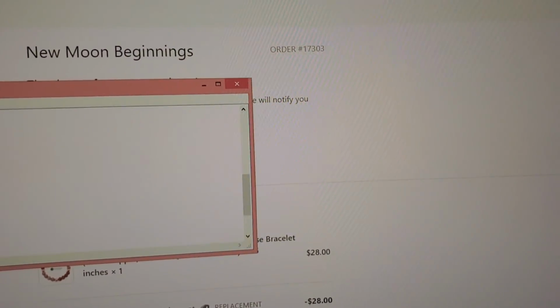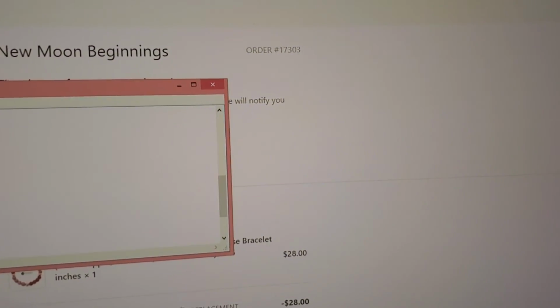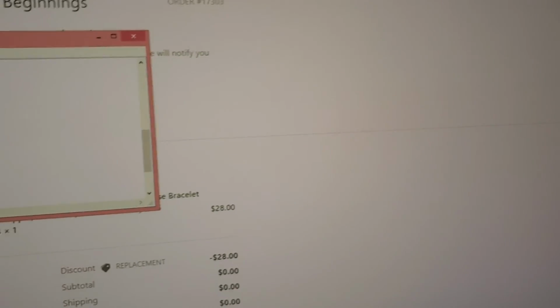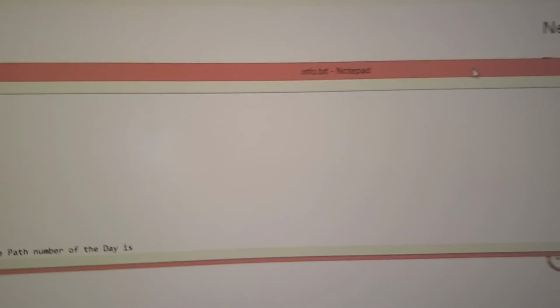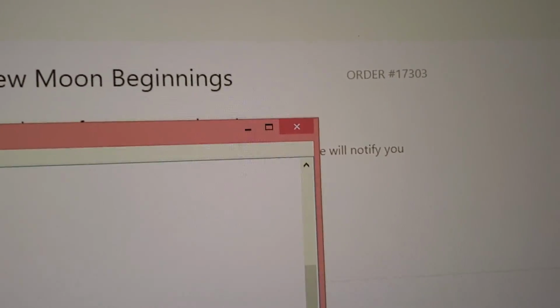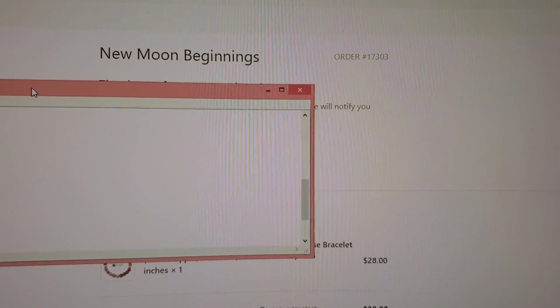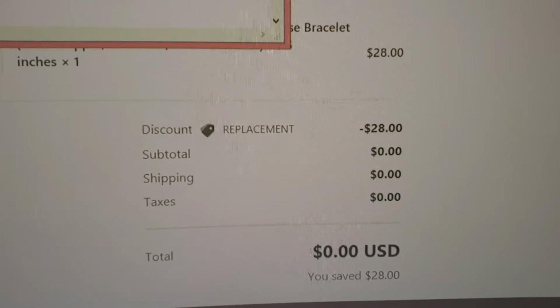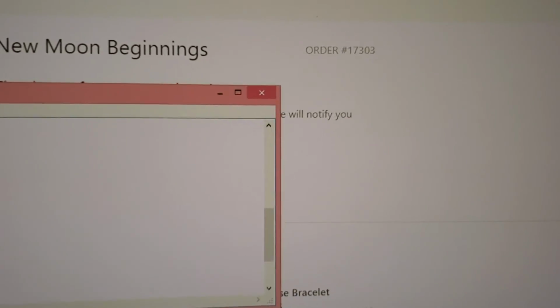Actually, after midnight, I ended up pausing a video on the 14th second of the 14th minute, and I just thought that was interesting. And the order number 17303 is emphasizing the hidden energy of 14. This stood out to me because it was one of the highlights of the day, and I got this replacement for free. And the order number added to the day number, which is 14.